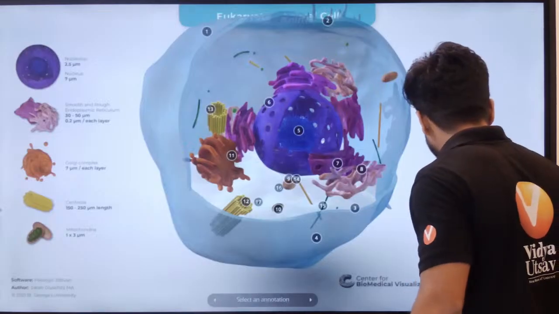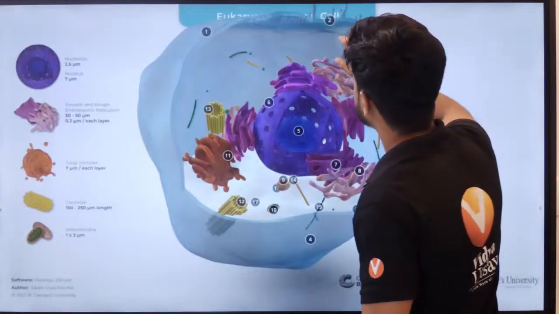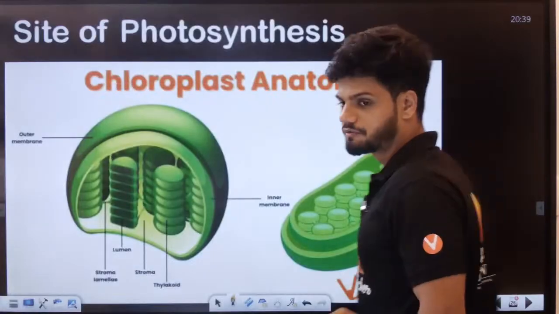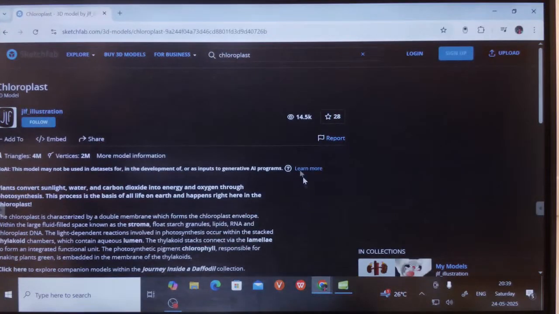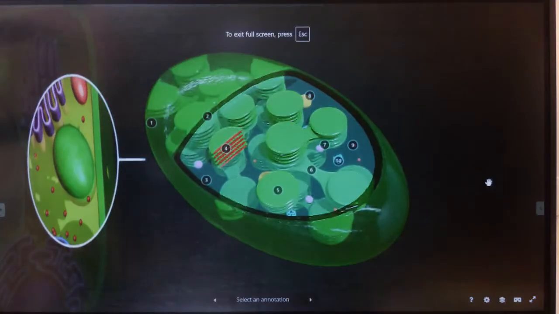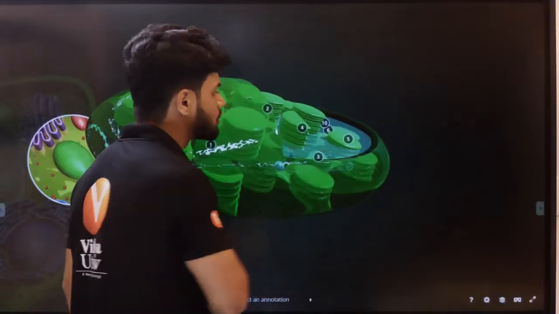Now, students, if you look at a plant cell, the story is different. Let me show you. In the case of a plant cell, there is a separate organelle called the chloroplast. See this. This right here is a typical chloroplast which is found in your plant cell.